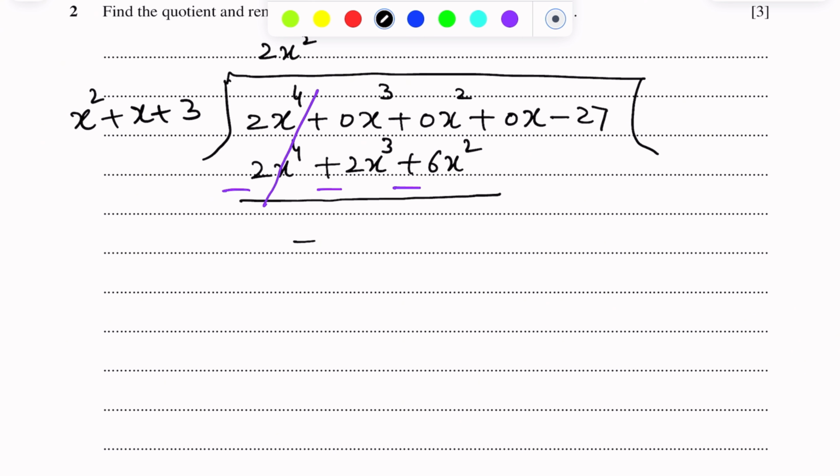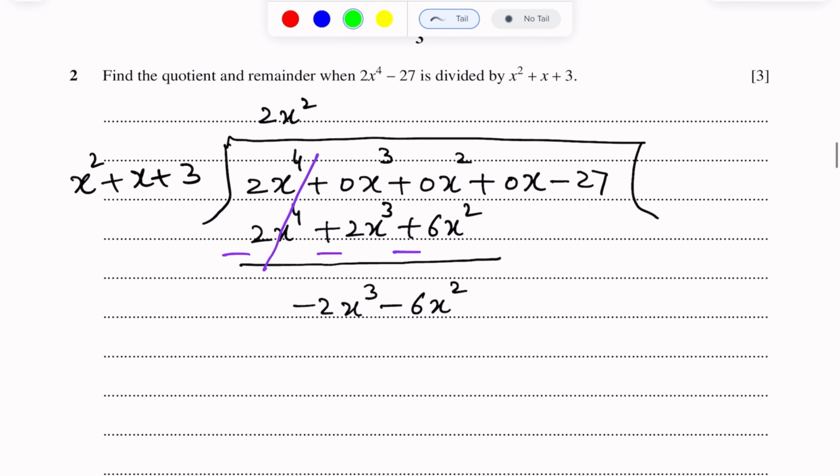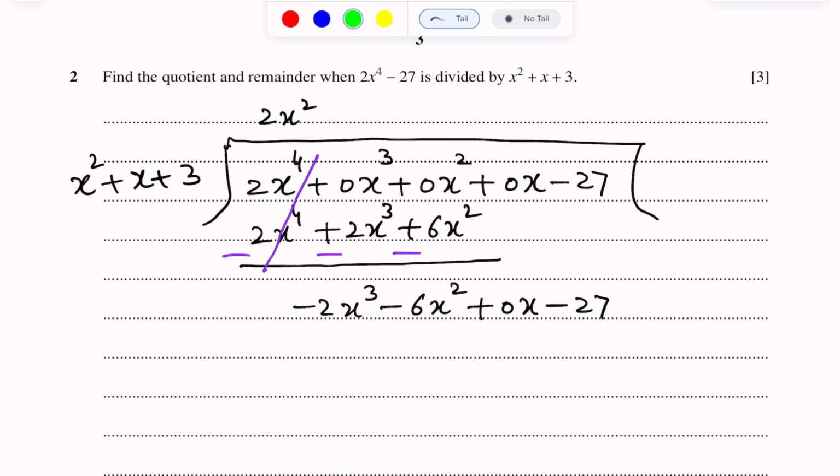Adding the remaining, we get minus 2x cube minus 6x square plus 0x minus 27. This 0x will come down. Minus 27 will come down. Plus 0x minus 27. Now again same process will be repeated.